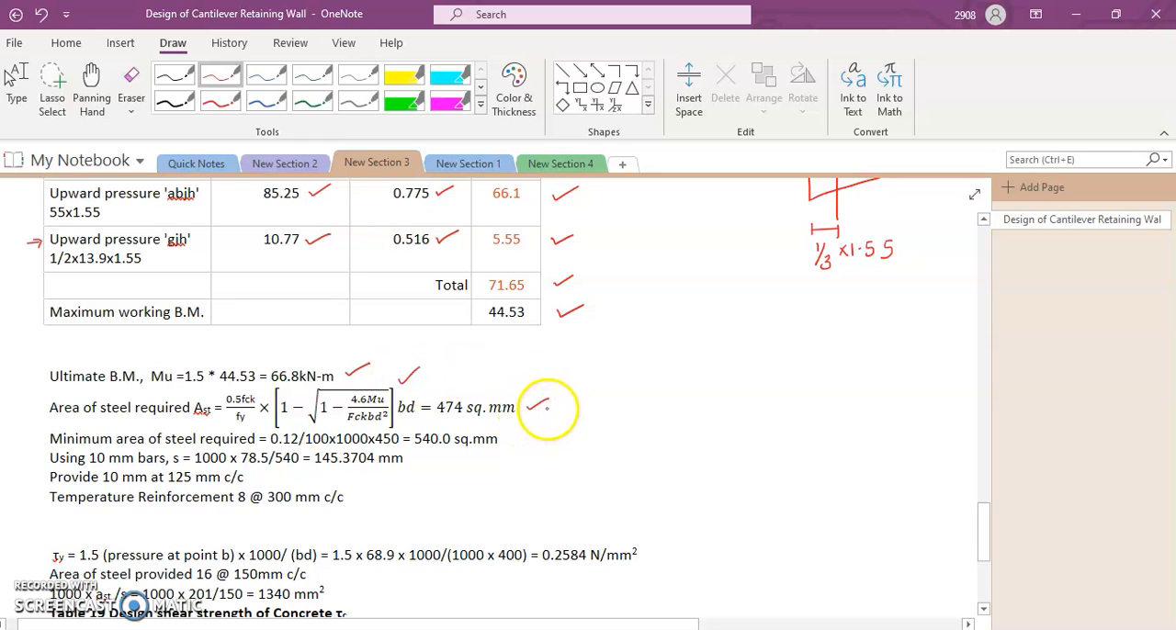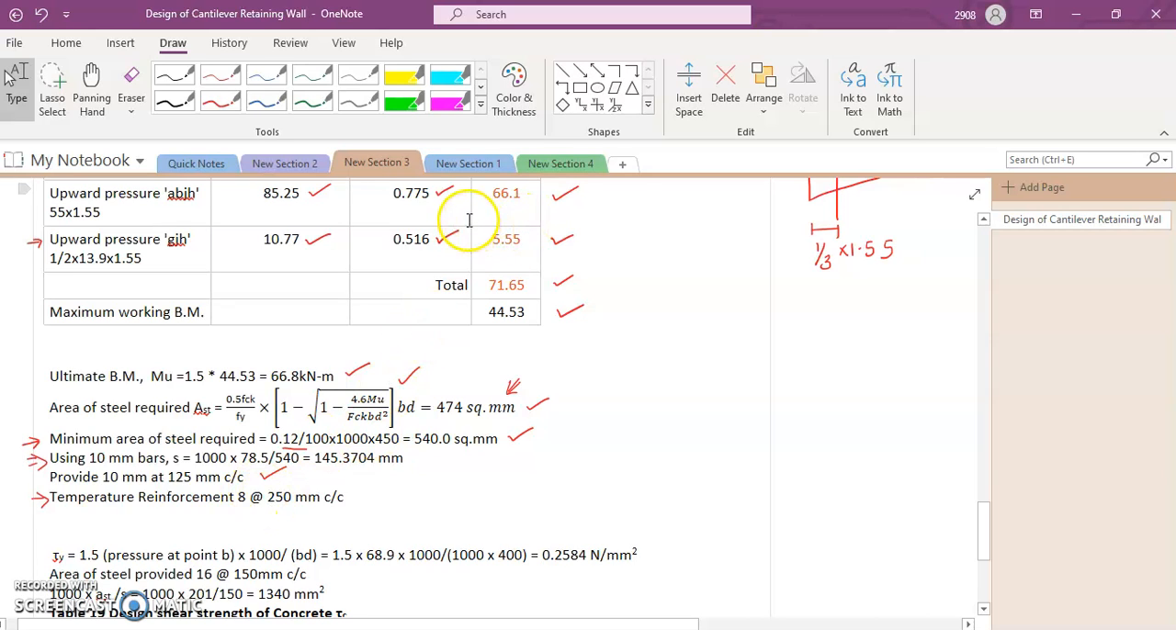But before we provide for this, let us check whether it is more than the minimum area of steel or lesser than that. When we calculate, the minimum area of steel, as discussed before, is 0.12%. It works out to be 540 square mm. So the area of steel that we calculated in this step is lesser than the minimum steel, so we have to provide at least the minimum steel. When we use 10 mm bars, we get 10 mm at 125 mm center to center. Again we provide some temperature reinforcement, and we could provide it at say 8 at 300 or 8 at 250 mm center to center.